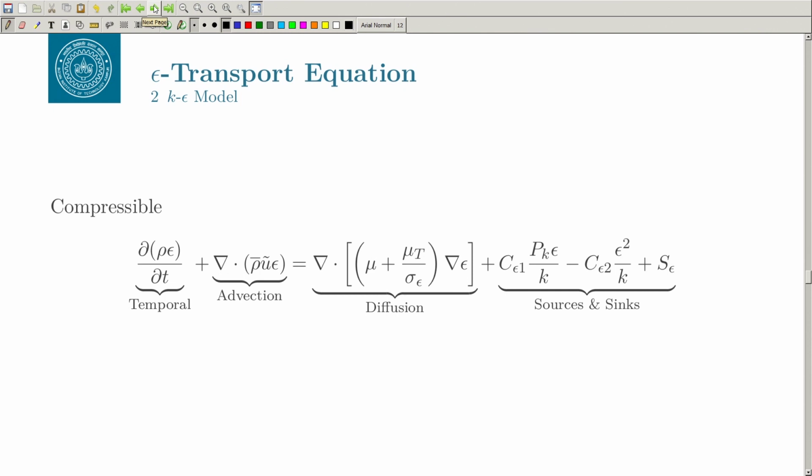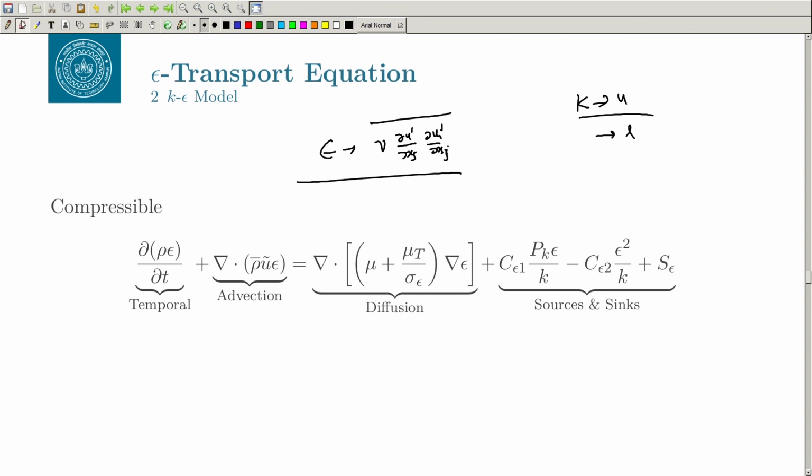Now, you need another equation. The kinetic energy equation can give you only the velocity scale. You also need another scale for your length. Different models use different dynamical equations for them. Because you are talking about the epsilon model, I am going to talk about the epsilon transport equation. Epsilon is, as we saw earlier, nu del u prime by del x j del u prime by del x j. This is basically how the kinetic energy is getting dissipated, so it is a dissipation rate.